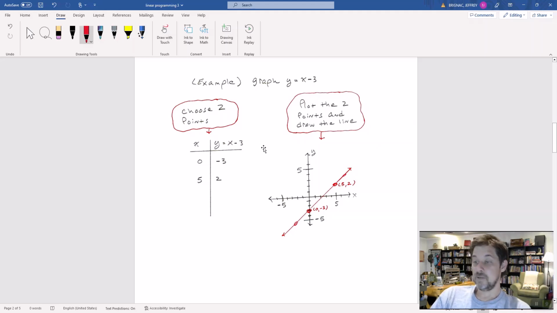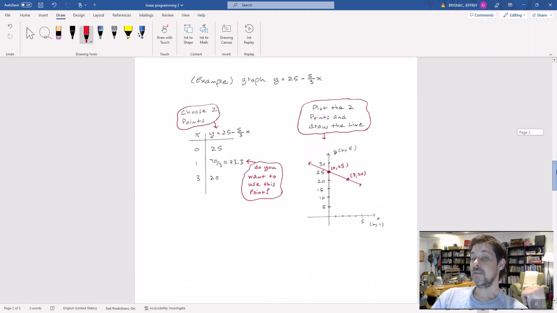You don't need to worry about what the slope is. Any 2 points will work. So don't overthink it, is all I'm saying for now. Okay, what about this one?